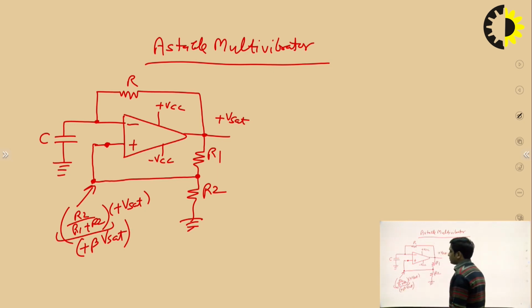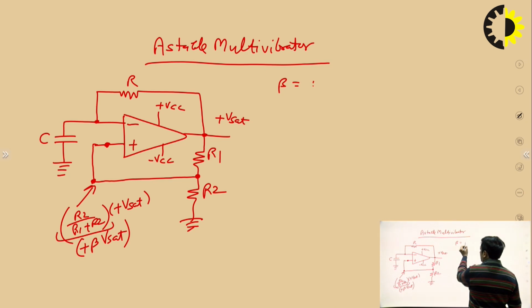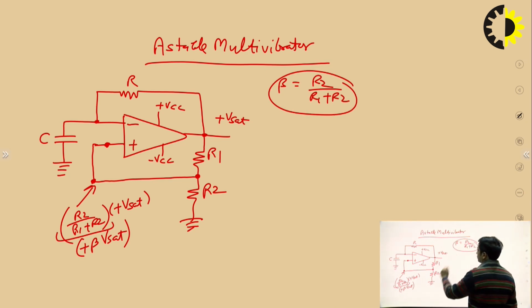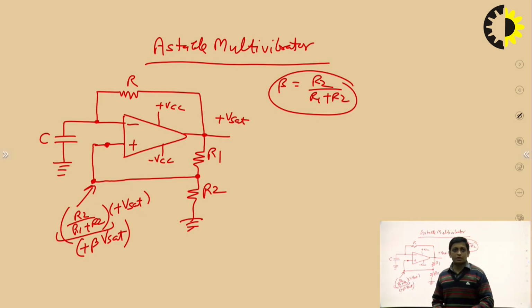Plus beta Vset, where beta is R2 upon R1 plus R2. We don't want to write R2 upon R1 plus R2 again and again. That's why we have replaced it with beta. So when the output is at plus Vset, the voltage at the non-inverting terminal is plus beta Vset.